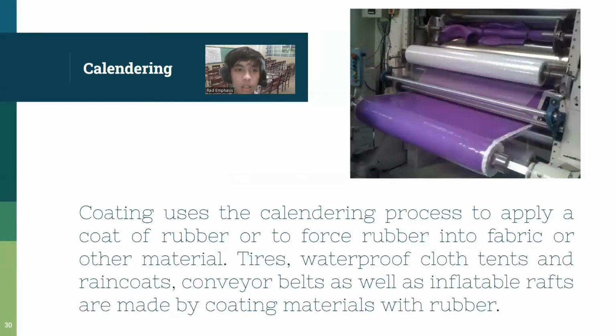Next, coating. Coating uses the calendering process to apply a coat of rubber or to force rubber into fabric or another material. Tires, waterproof cloth, tents, raincoats, conveyor belts, as well as inflatable rafts are made by coating materials with rubber.